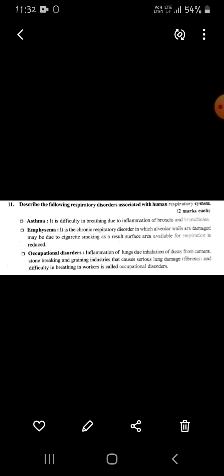Next are occupational disorders. It is inflammation of the lungs due to inhalation of dust from cement or stone breaking, or some dust in the air. By that we get the occupational disorder. These are the problems we face in respiratory problems. So this was your chapter breathing and exchange of gases.